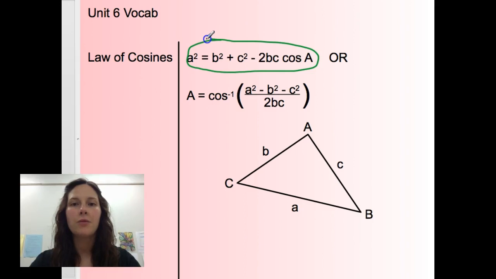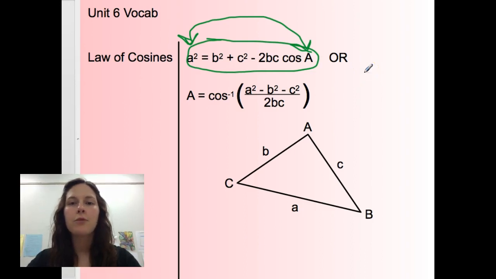And the one thing to keep in mind when using this formula is that the side that's all by itself on one side of the equal sign is across from the angle that you take the cosine of. Similar to the law of sines, this works for any triangle, and you just want to make sure that the angle and the side are across from each other, same as in law of sines.